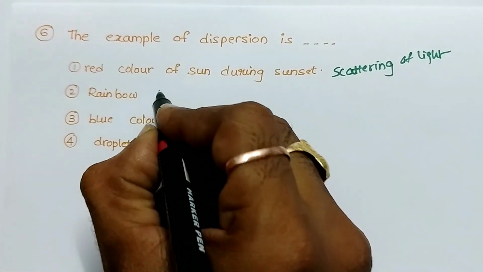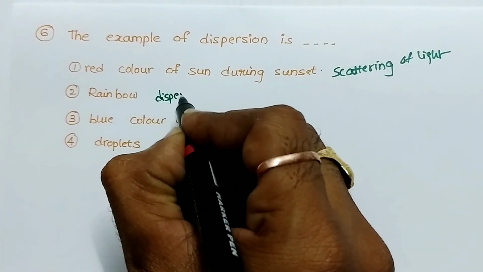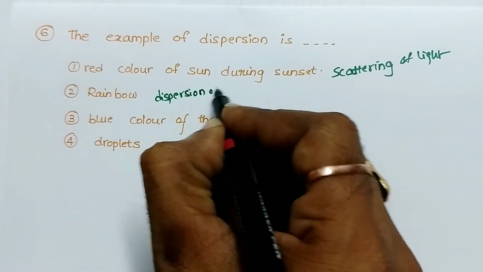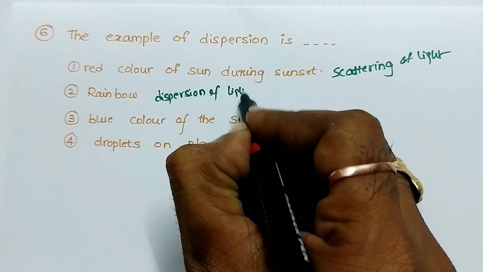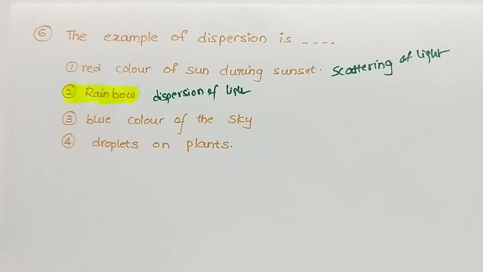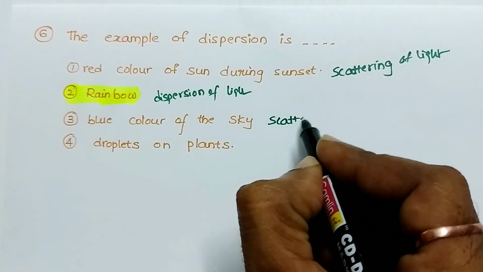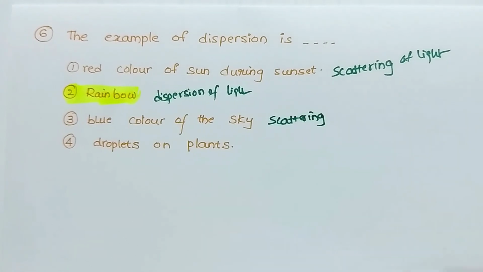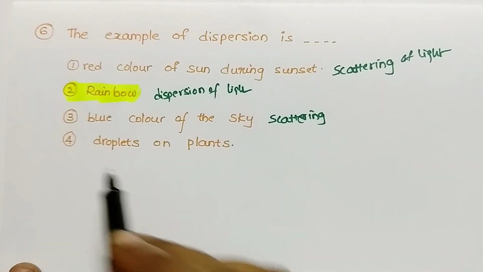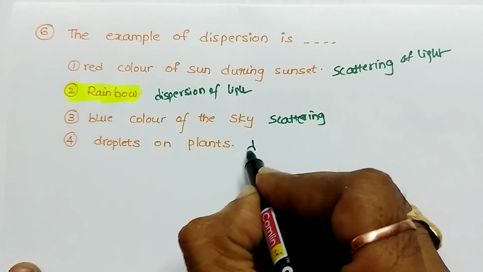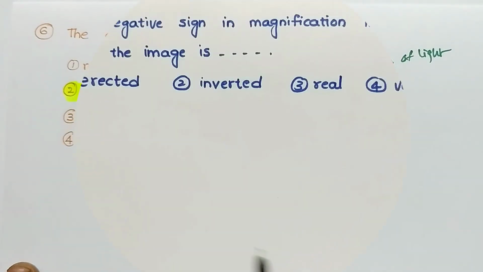Rainbow is the example of dispersion of light. Blue color of the sky is also an example of scattering of light. Droplets on plants are an example of dew.